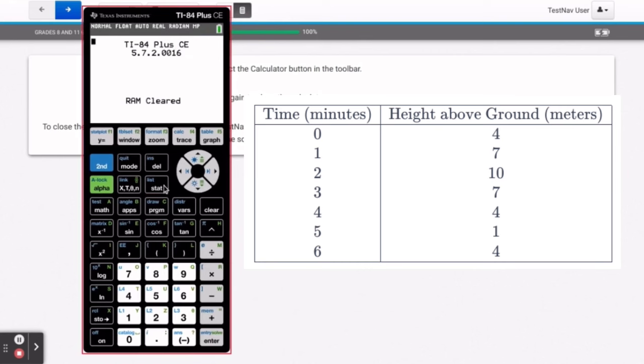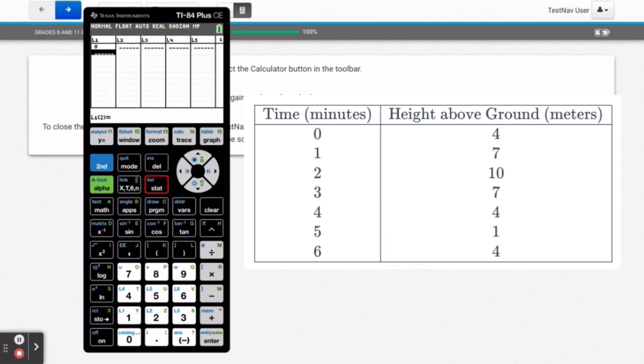All right, stat. Let's type out these numbers. 0, 1, 2, 3, 4, 5, 6, and that's it. And then we got friendly numbers. Thank goodness for that. It's 4, 7, 10, 7, 4, 1, 4. All right.